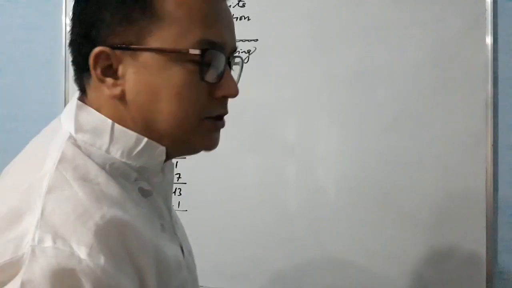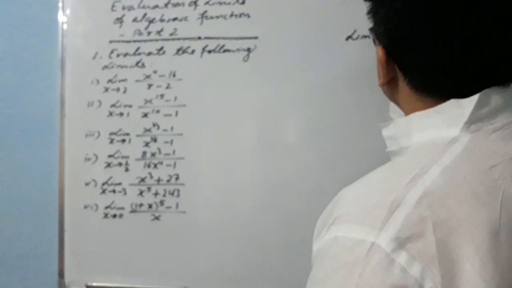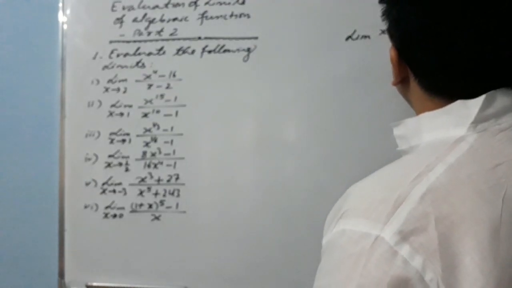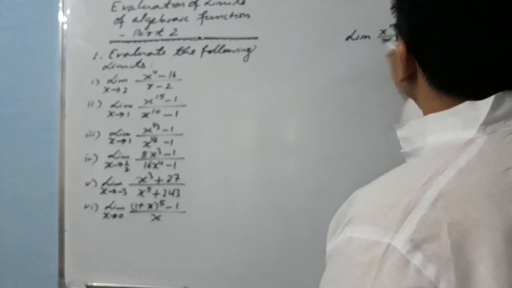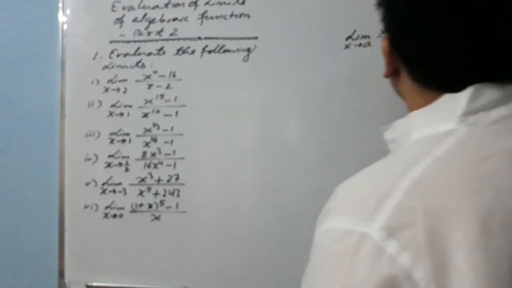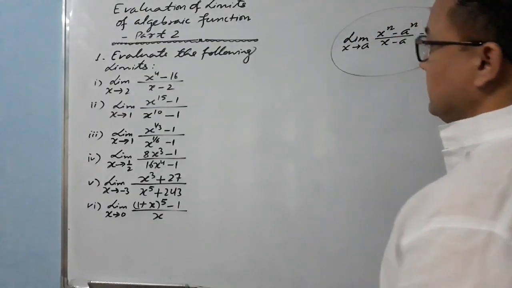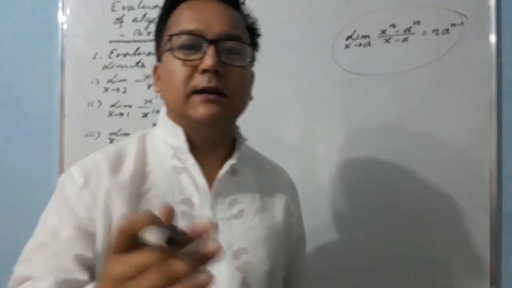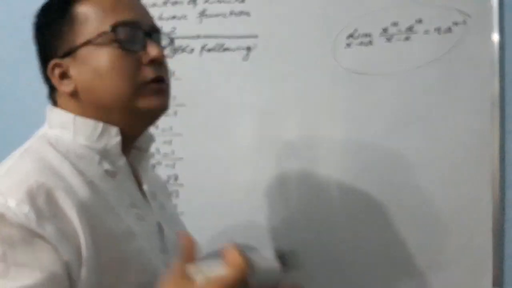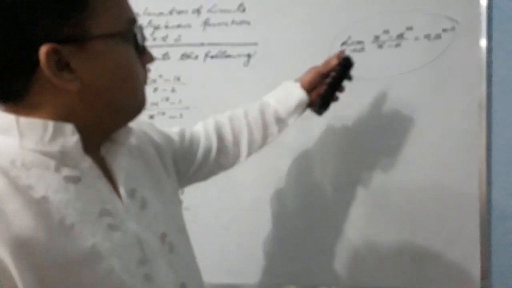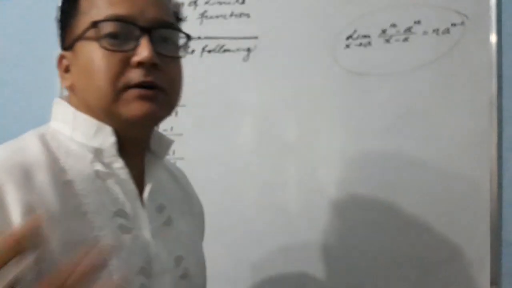I have taken today's questions based on this theorem, as we have proved already: the limit of x raised to power n minus a raised to power n upon x minus a as x tends to a is equal to n a raised to power n minus 1. All these questions I have taken based on this theorem. So today I'll teach how to use this theorem to evaluate limits of functions. First we try to understand.